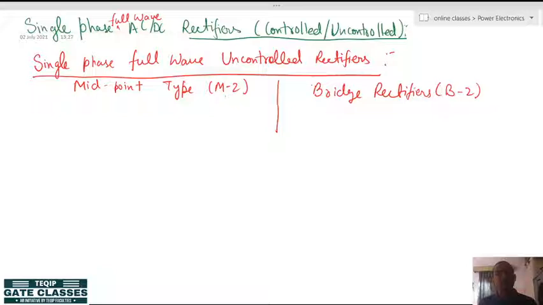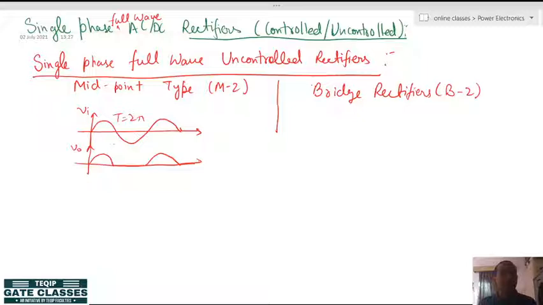Now let us see the meaning of 1 pulse and 2 pulse. It is very simple. Suppose we have an input sine wave like this, Vi. In one input cycle, the number of output cycles you get denotes the pulse number. In a half wave rectifier, for one input cycle we get only one output cycle. The output time period is also 2 pi, same as the input. That is why it is called a 1 pulse rectifier.